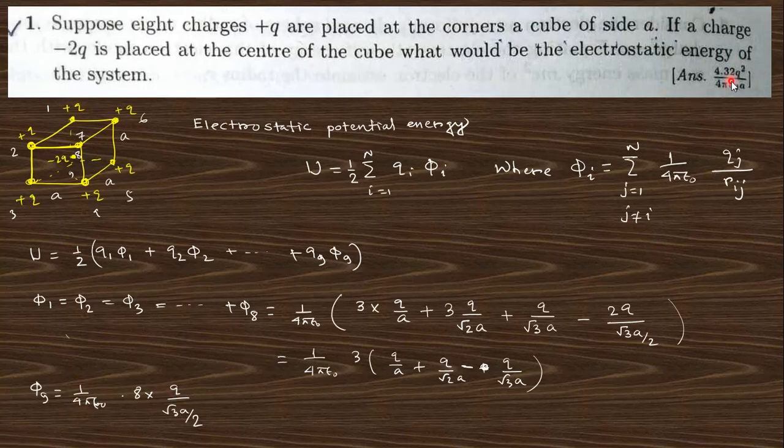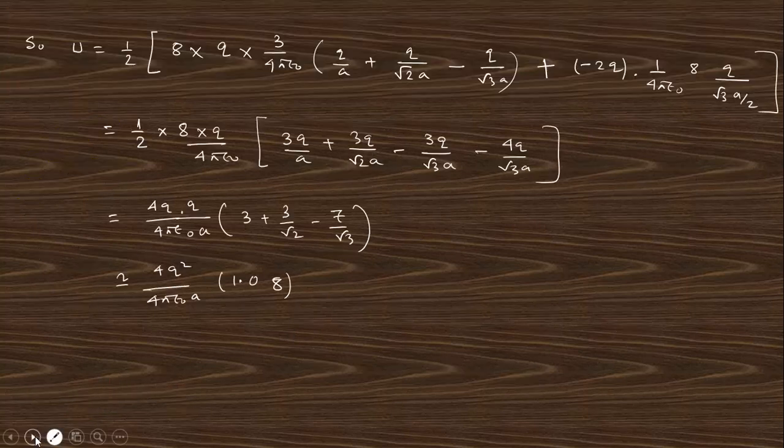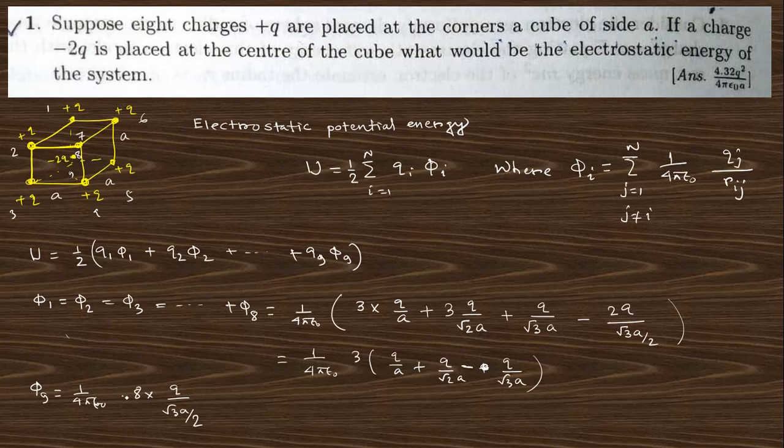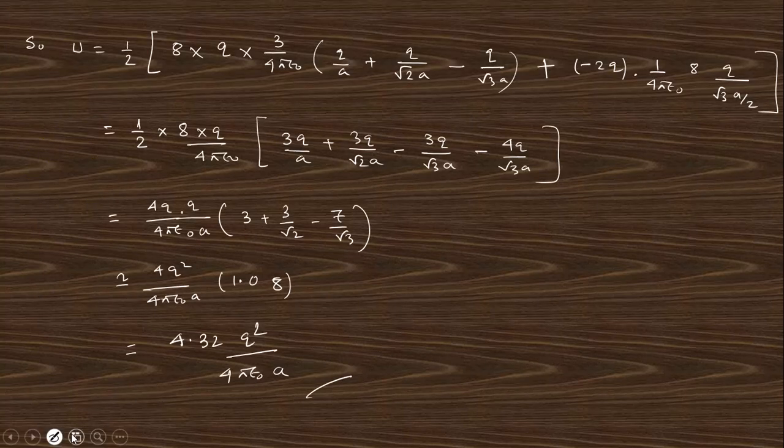I think this is 4.32. If this is 4.32, then I think this will be the correct answer. Let me check: that is 4 into 1.08, that is 4.32. Right. Okay, I was wrong about this. So this is 4.32 q squared by 4 pi epsilon naught a. That's right. So the answer will be 4.32 q squared by 4 pi epsilon naught a. Okay, so this is right.